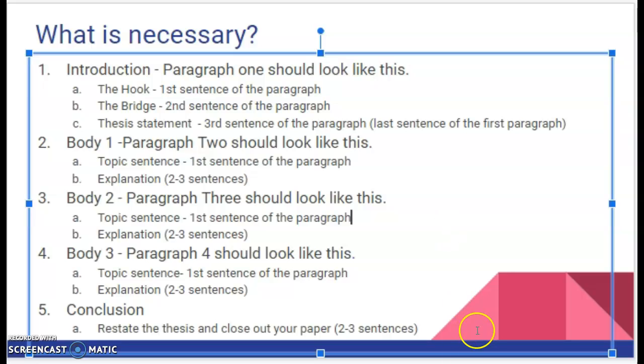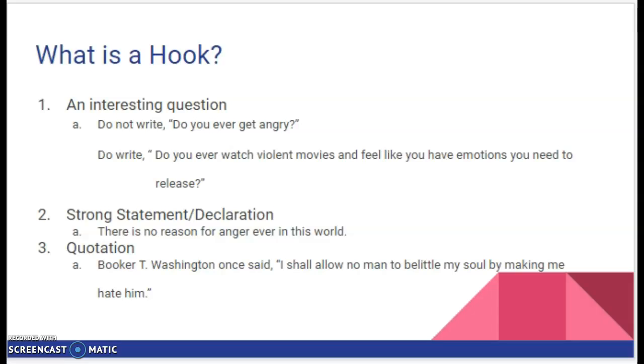Next, we have our conclusion. Guys, you restate the thesis, you close out your paper, 2 to 3 sentences tops. It's very easy. First, you're asking yourself, what is a hook? Well, a hook can be an interesting question.